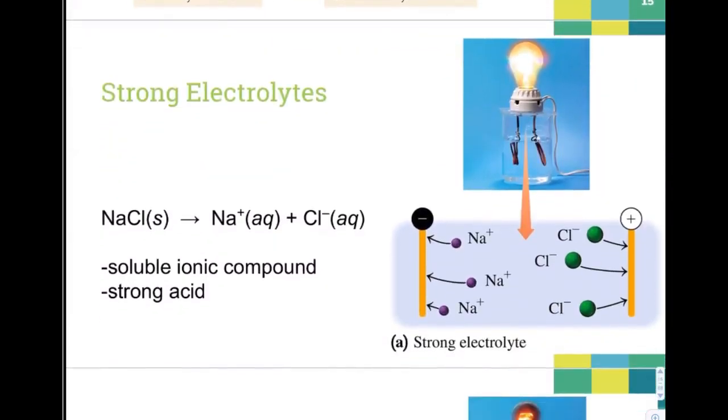Strong electrolytes make charged particles, and so they will conduct electricity very well. So here we have an image of a conductivity tester, and we see that the sodium chloride solution will conduct electricity. A soluble ionic compound or a strong acid, we'll learn more about strong acids in the next chapter, are strong electrolytes.